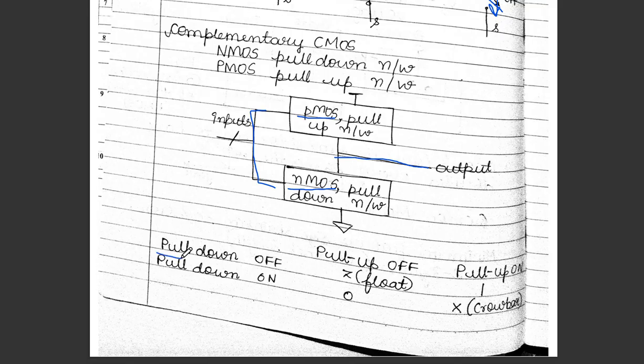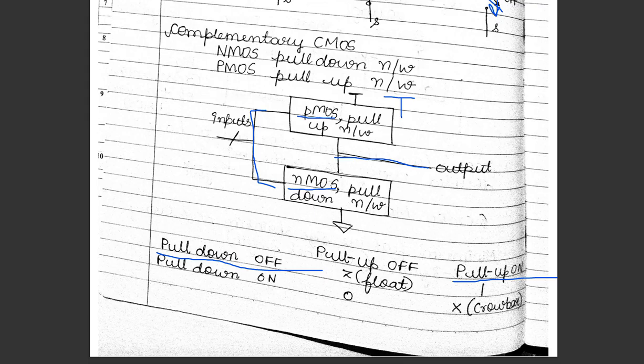When the pull down is in off condition and pull up is in on condition, the output obtained is 1, which means in pull down NMOS is turned off, and in pull up PMOS is turned on, and hence you will get the value from the VDD or the VCC that we supply, and hence the output is 1.